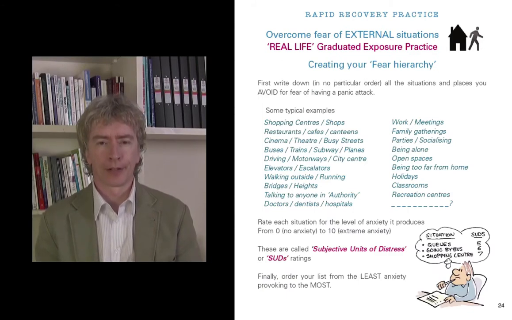Creating your fear hierarchy. So first of all, write down in no particular order all the situations and places you avoid for fear of having a panic attack. The reason you write them down in no particular order is it's just easier to do that to begin with. It means you can just think whatever comes into your head, you write it down. Oh, I avoid that, and when I'm in work I don't do that, and I always have to bring somebody with me when I go there, and I don't go to that place anymore. Just write them down. And then you can reorder them after you've done that.